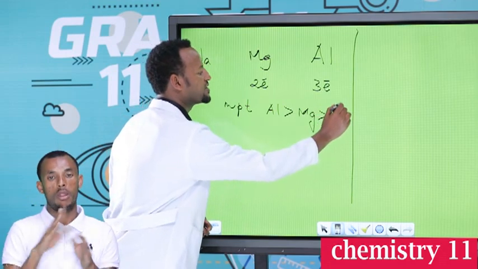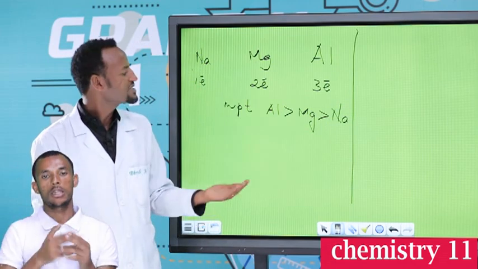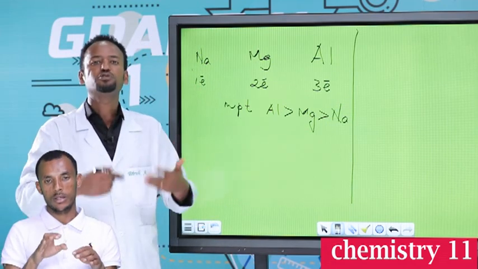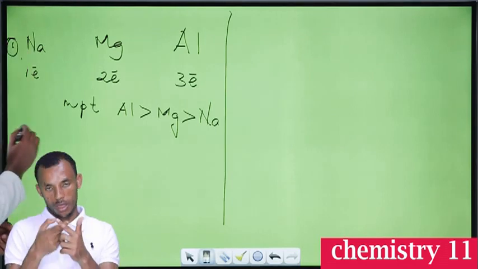Magnesium is greater than sodium in melting point. Now, what does this strength depend on? This strength depends on the number of contributed electrons, that is one factor. The second one depends on size.